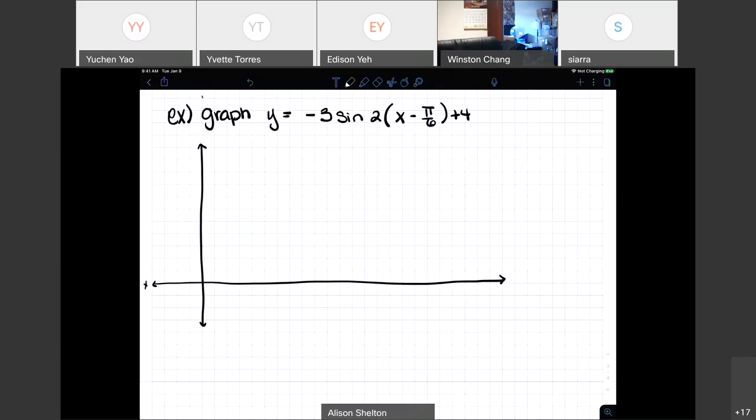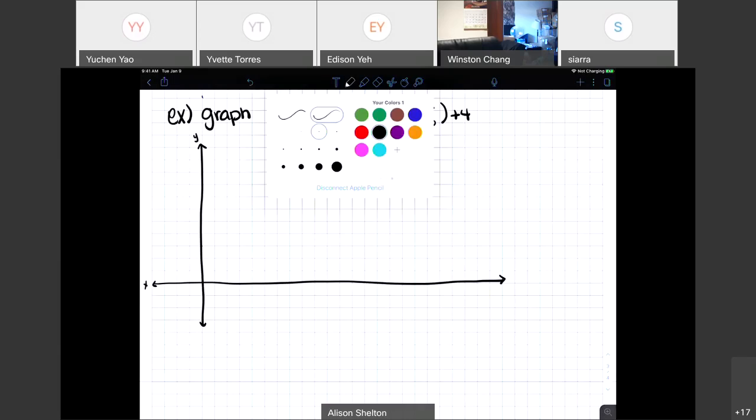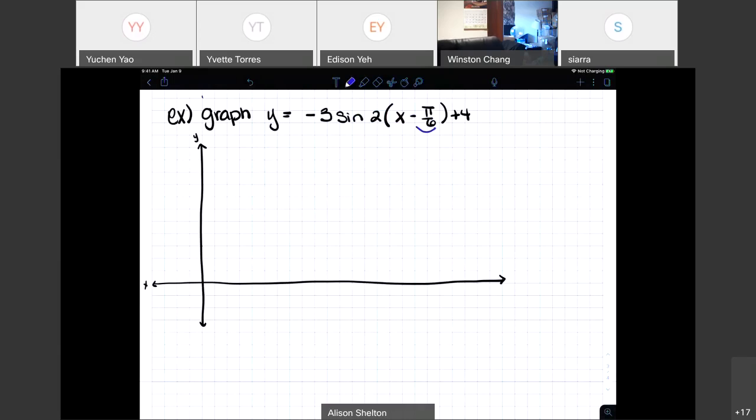Here's my x, here's my y. So I'm going to look first at these two. There's a horizontal shift, that's going to be right pi over 6. And there's a vertical shift that's going to be up 4.